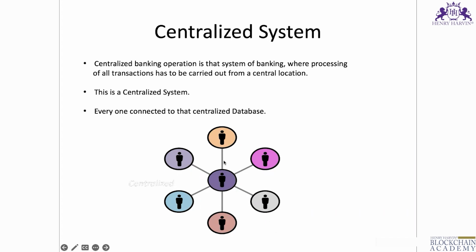The problem with this system is, suppose this is a server machine, a high-performance computer. Suppose it crashes for some time. Sometimes it might happen because it is a machine. If it crashes, what will happen? Nobody will be able to access the data, or the entire system fails. Nobody can log into the IRCTC system, because our username and password are stored over there. Nobody will be able to use the system. That is the problem with the centralized approach.